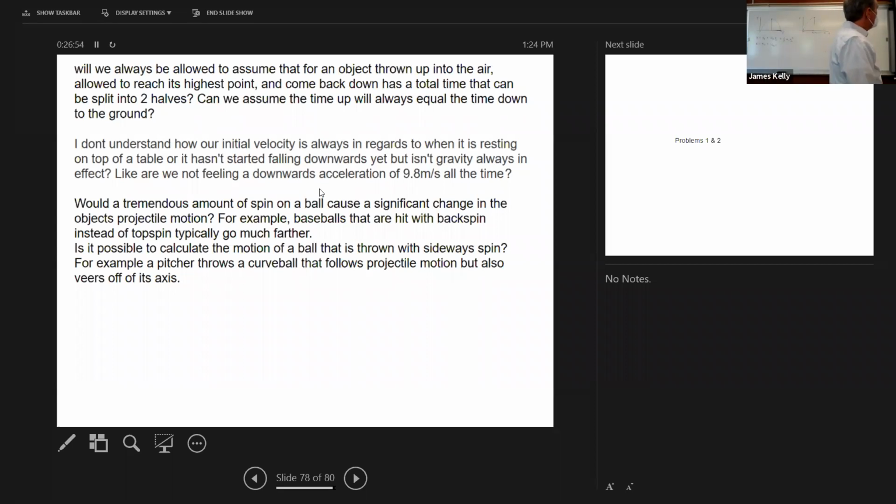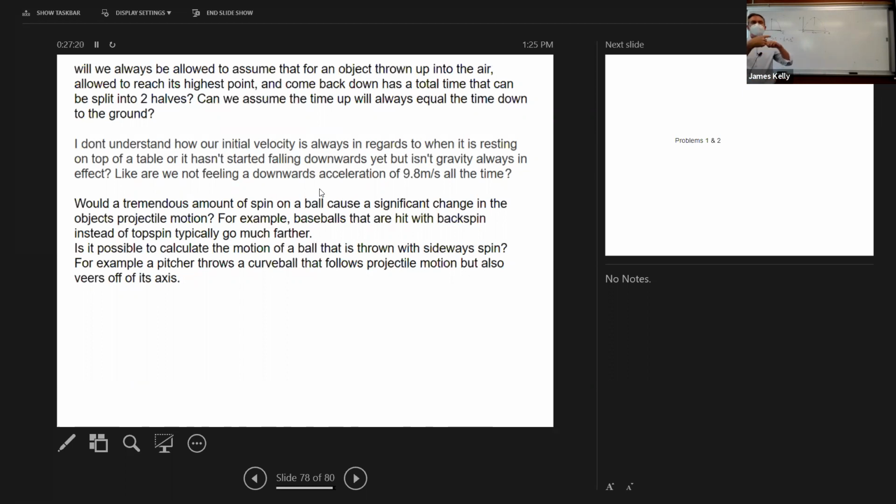And also, is it possible to calculate the motion of a ball that's thrown with a sideways spin, sort of corkscrewing through the air like that? The answer is yes, it is, but it's extremely complicated. So we won't address those problems in Physics 110. They're just really complicated. Most of the time, you calculate the path of these balls without air resistance, and in this case, it really is resistance. The air is resisting the spinning of the ball.